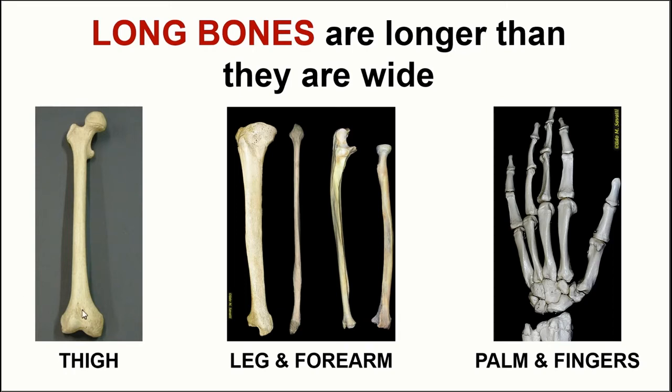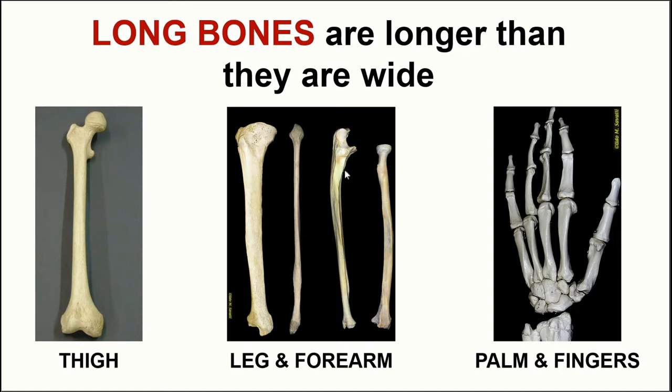And so long bones would be, for example, the femur bone in the thigh. The bones that make up the leg and the forearm, right? So remember, the leg is the region that's between the knee and the ankle. And so these are the two leg bones here. This is the tibia, and that's the fibula.